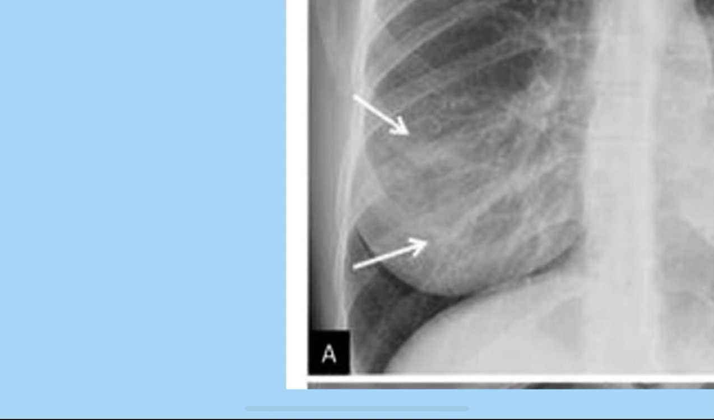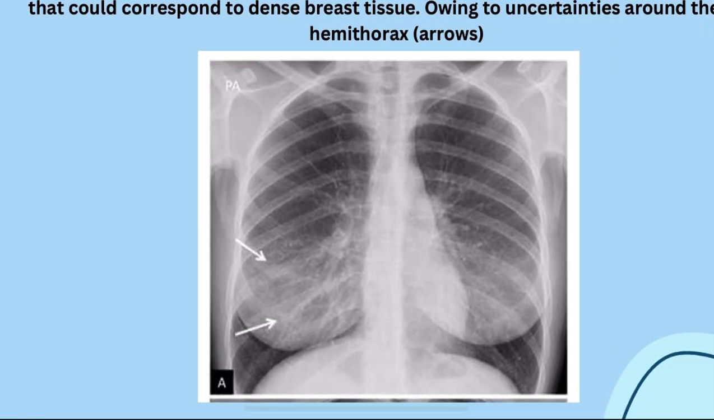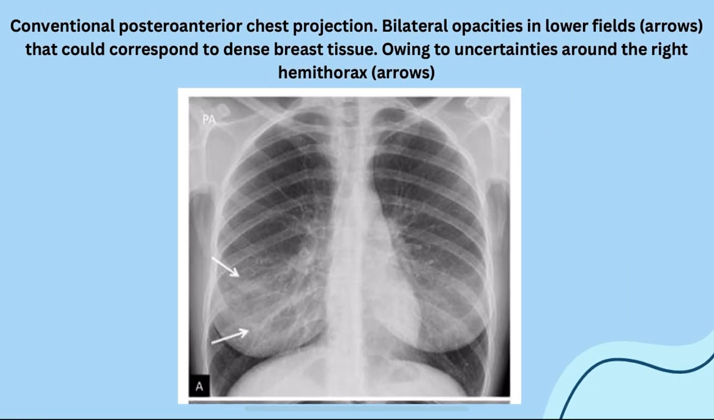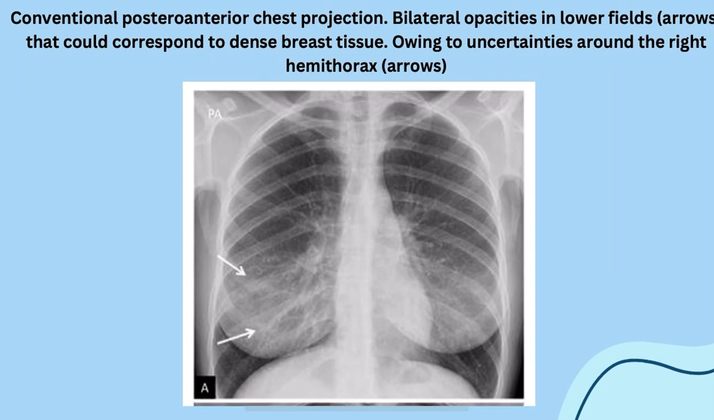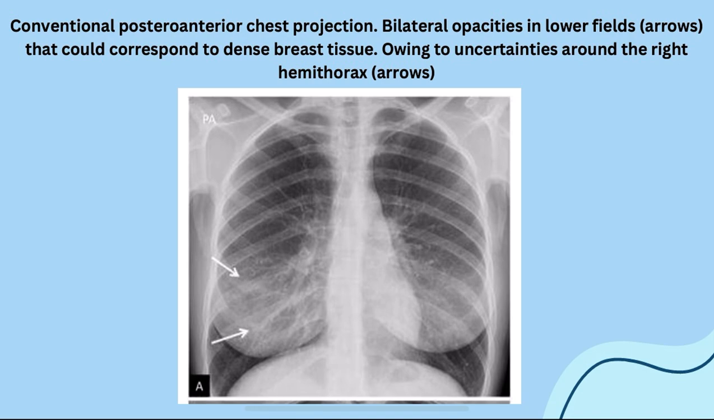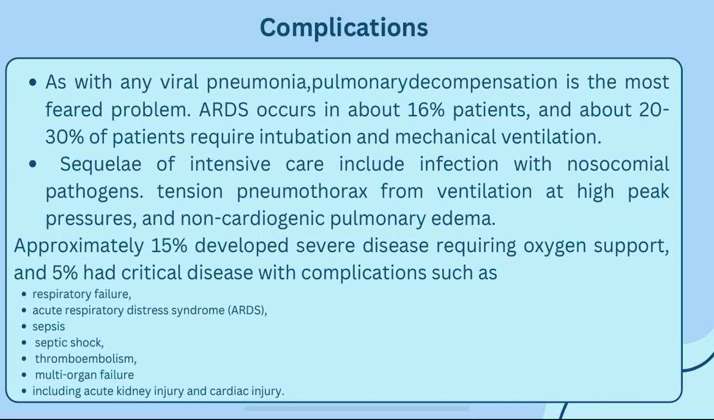The bilateral opacities are seen in the lower fields, and these opacities could correspond to dense breast tissue, owing to the uncertainties around the right hemithorax arrows. So it can also be due to the breast tissues, but we can see that there is some uncertainty present in the right hemithorax.